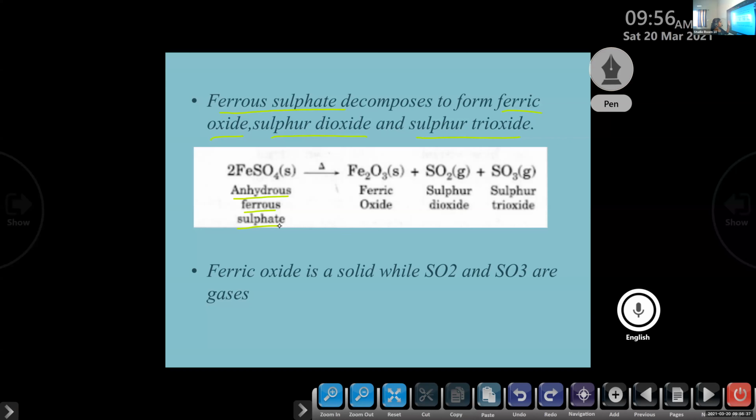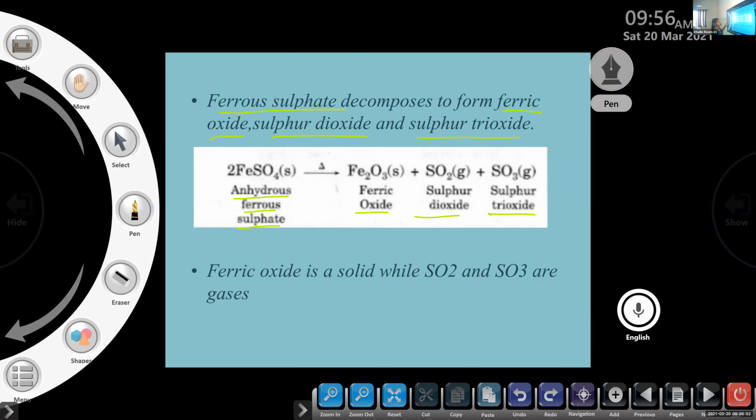This anhydrous ferrous sulfate, on further heating, what happens? It decomposes to form ferric oxide, sulfur dioxide, and sulfur trioxide. Three products are obtained. So this is an example of a decomposition reaction. Here also a single reactant decomposes to form simpler products. Okay.